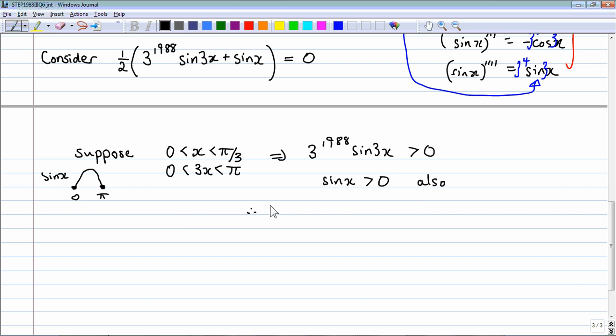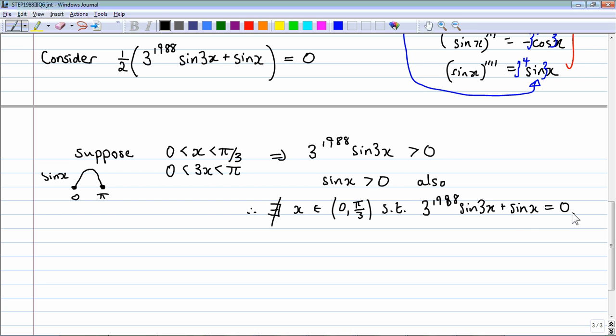Therefore, there does not exist x in the interval 0 to pi over 3 such that 3 to the 1988 sine 3x plus sine x equals 0.